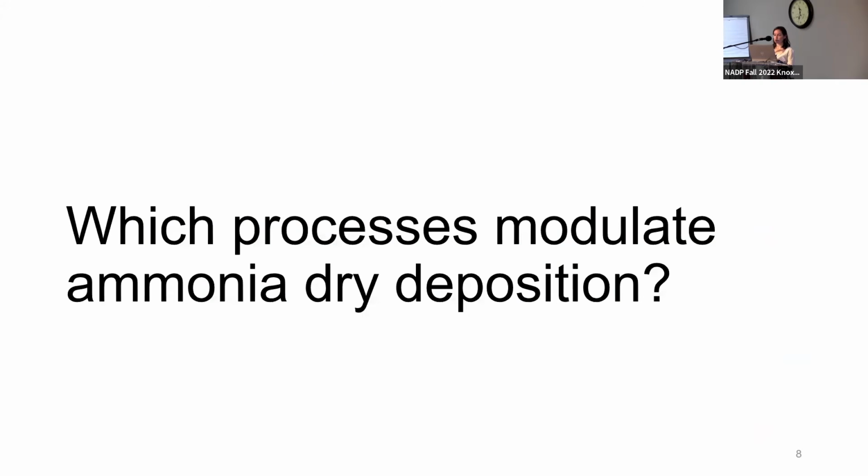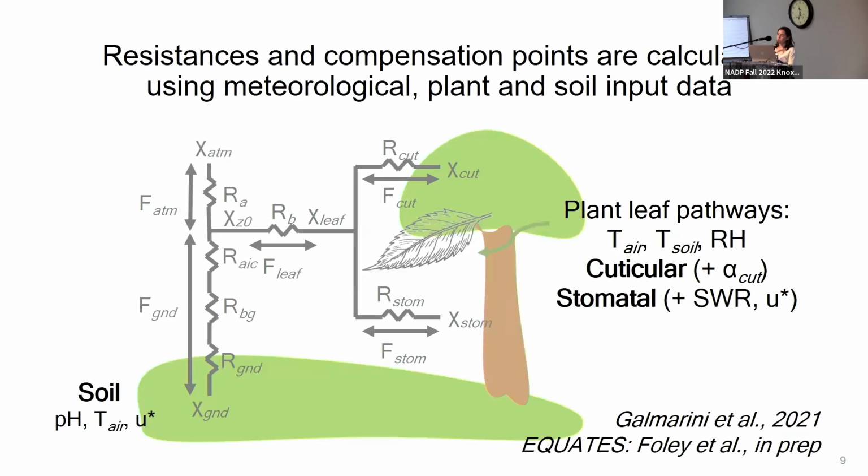Okay, so I'm going to step through a little bit more of a process-based analysis in the next few slides. Returning to our overview schematic, I just want to remind you of the processes that are at play here, and also to step through the specific input parameters that go into the calculation for the resistances for each of these pathways. We use, again, the meteorological, plant, and soil input data to calculate these resistances.